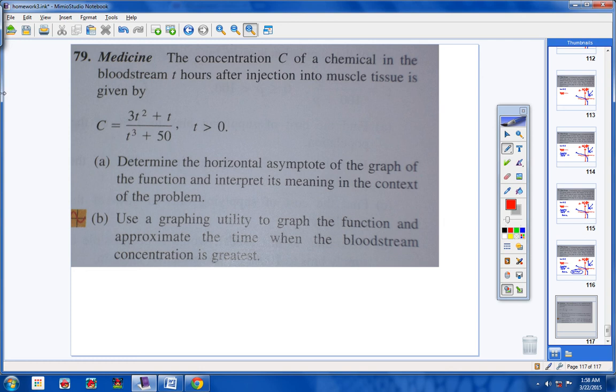Now, first of all, determine the horizontal asymptote of the function and interpret its meaning in the context of the problem. Sure, no problem. This is a rational function. The degree is 2 in the top. The degree is 3 in the bottom. Anytime the top is less than the bottom, we have a horizontal asymptote at, remember, 0. So that's easy. We found the horizontal asymptote.